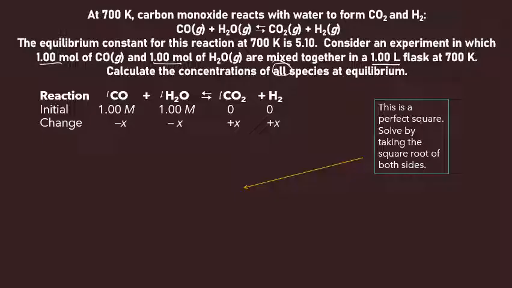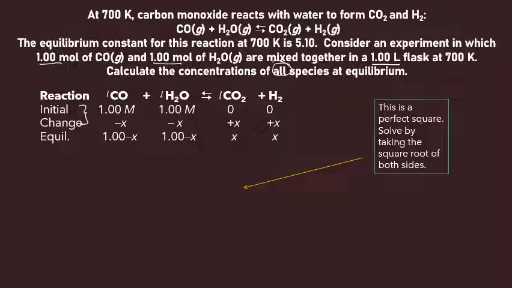The fourth step is to write the equilibrium concentration. At equilibrium, we are just adding these two steps, the initial concentration plus the change. That means 1 minus X for carbon monoxide, and for water also 1 minus X. For carbon dioxide it will be 0 plus X, that is just X. And for hydrogen also 0 plus X, just X. So now we have the equilibrium concentrations in terms of X.